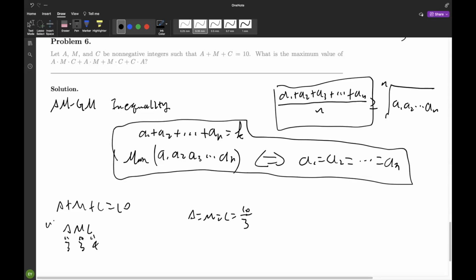The reason why I say without loss of generality is because this term is cyclic, and this term is also cyclic. That's why. So let's calculate it.